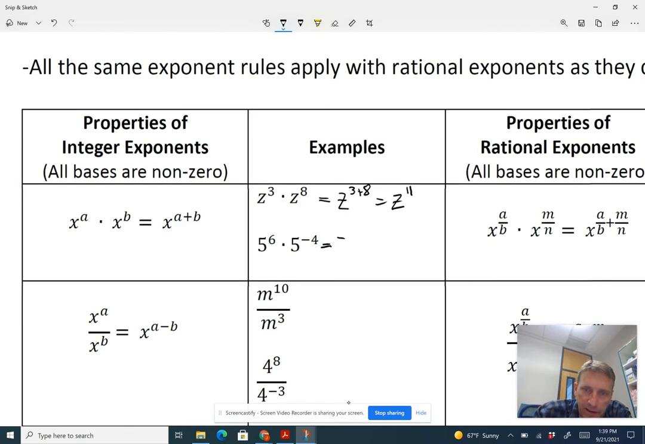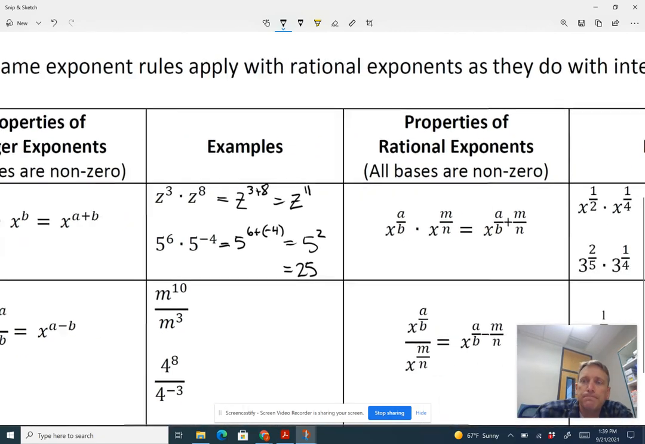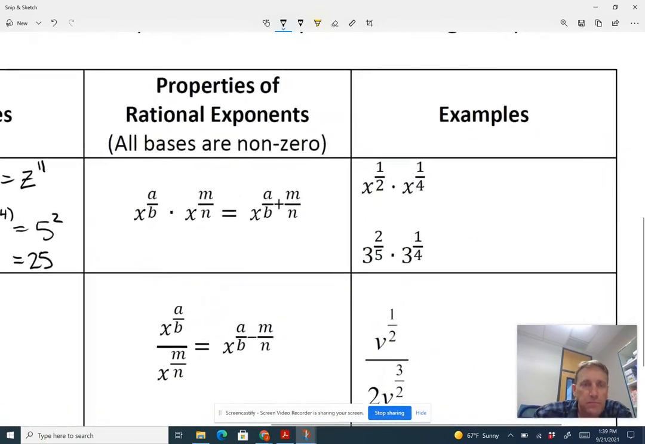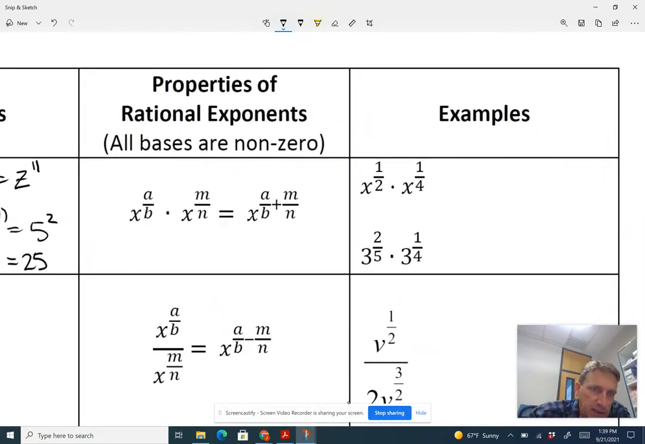Numeric example here, I've got 5 to the 6 plus negative 4, which is equal to 5 to the 6 plus negative 4 is 2, so that's 5 squared, which is equal to 25. In the case of rational exponents, if you've got x raised to the a over b power times x to the m over n power, because they are like bases, we add the exponents. So you have a over b plus m over n. Now you do have to keep in mind that you cannot combine them to a single number unless you can find a common denominator, or until you find a common denominator.